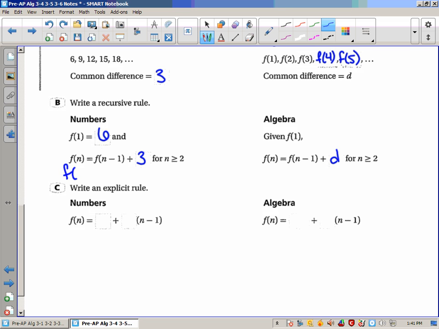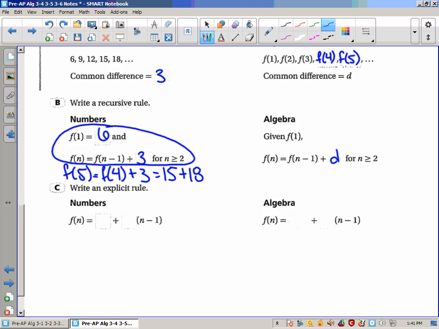What this means is that if I want to find a term in the sequence, say I want to find f of 5, that means that I would find f of 4 and then add 3 to it. I would find the term in the 4th position, then add 3 to it. So if I was continuing here, the 4th term in the sequence is 15, so this would be 15 plus 3, which is 18. So when they ask you to write a recursive rule for a sequence, this is your answer.